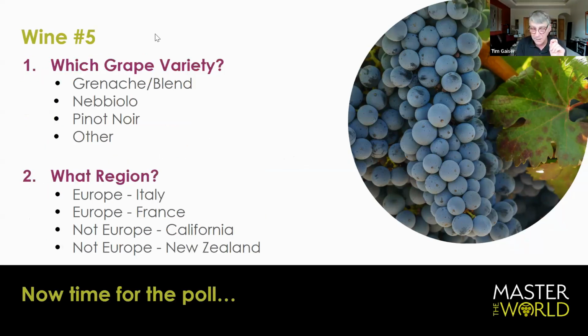Here are your choices. We have Nebbiolo, we have Grenache blend, we have Pinot Noir. So we have Italy for Nebbiolo, we have France for Grenache and Pinot Noir, we have California for Pinot Noir, but Grenache too, and New Zealand for Pinot Noir. So everybody vote, and we'll see what we have.